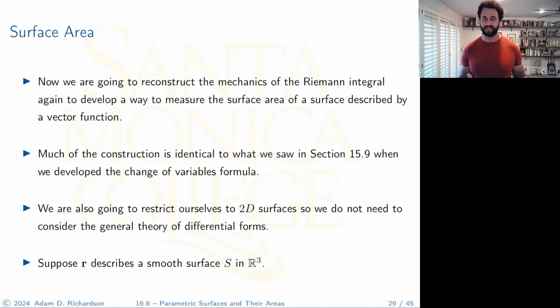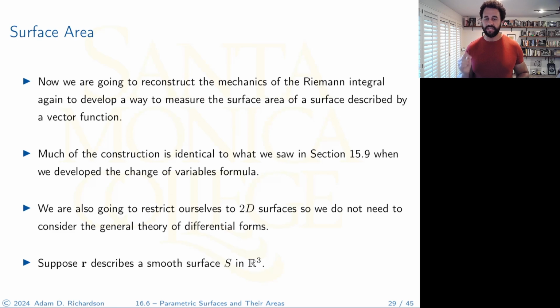So I apologize if this is going to be boring again, but you're going to see it's pretty much identical. So if you understood this, then this should go by very quickly. We're also going to restrict ourselves to two-dimensional surfaces just so that we don't need a more general theory of calculus involving differential forms and whatnot.